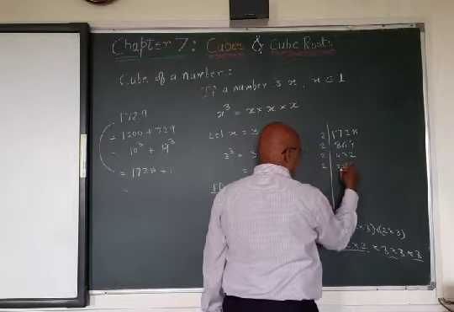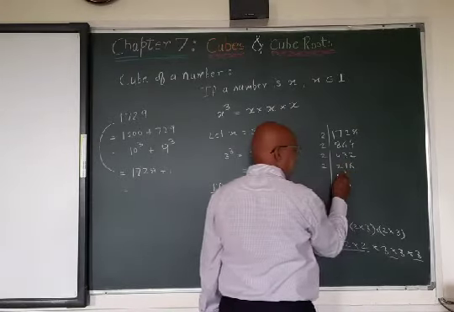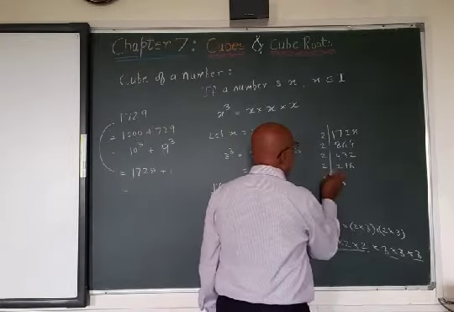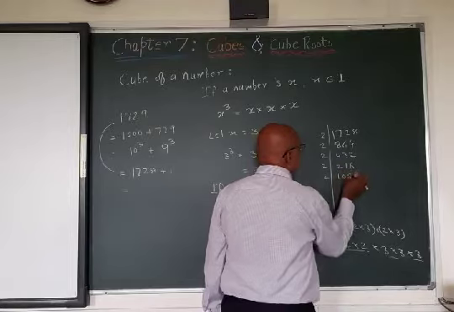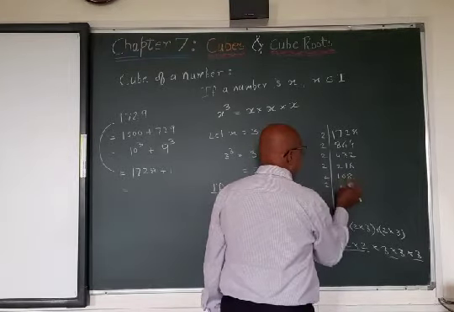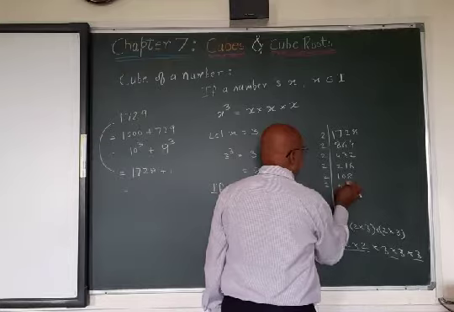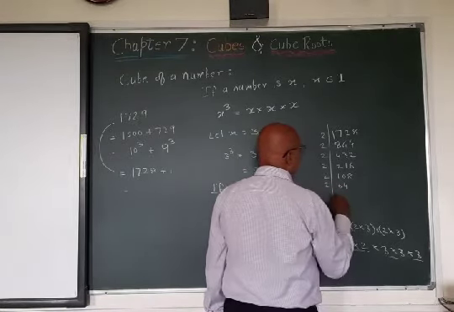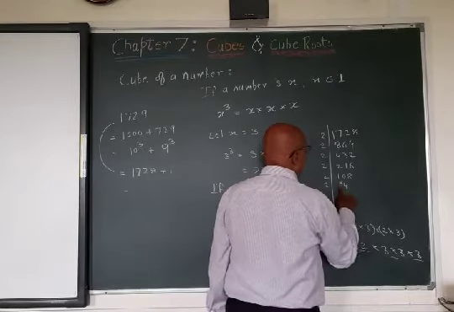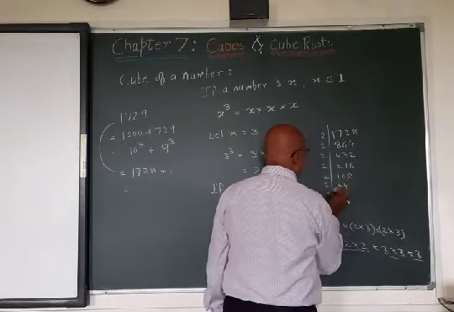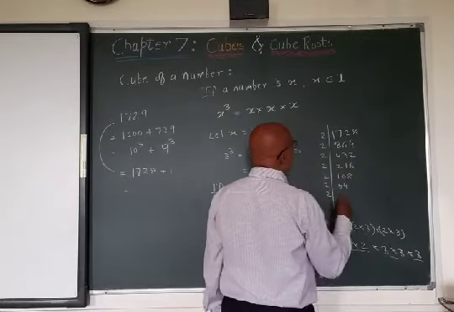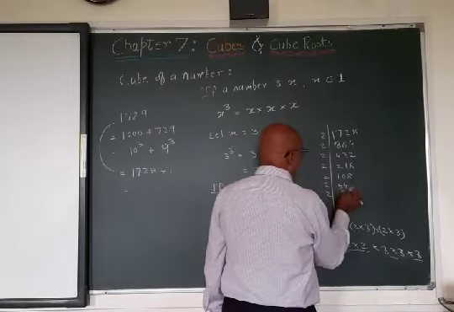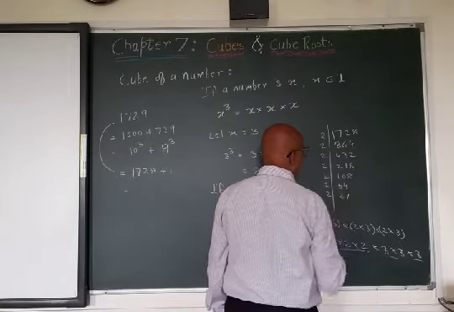Now we know that 216 is the cube of 6. So 2 again, 108, again 2, we get 54, again 2, we get 27.